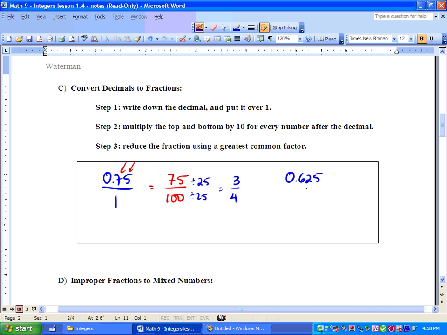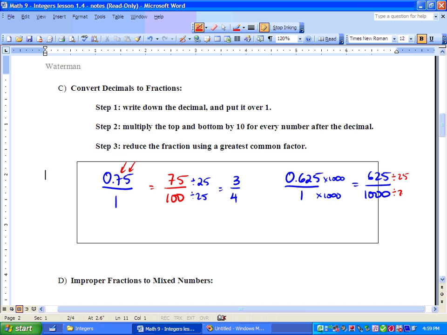Let's try 0.625. Alright, so there's our decimal, and we're going to put it over 1. And then it says multiply the top and the bottom by 10 for every number after the decimal. And we've got 3 numbers, so we're going to multiply it by 10 by 10 by 10, which is 1,000. And we get 625 over 1,000. Now that's a little bit hard to reduce, but we're going to divide. 25 goes into each one.